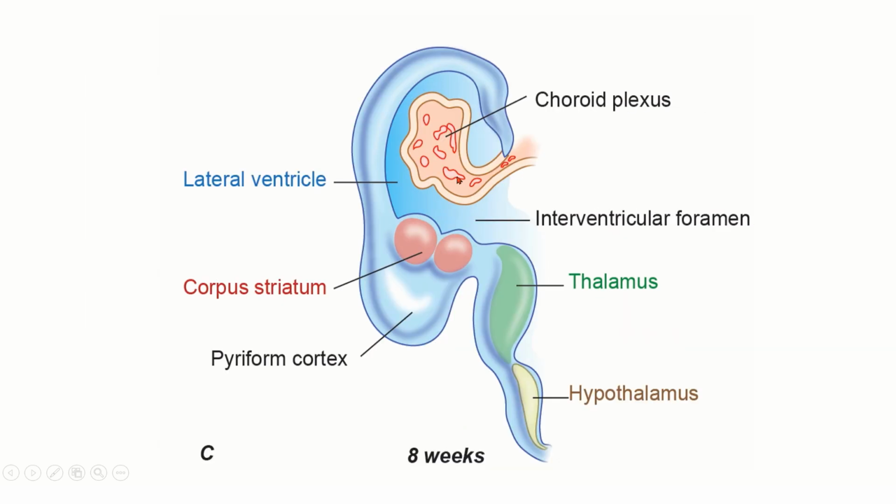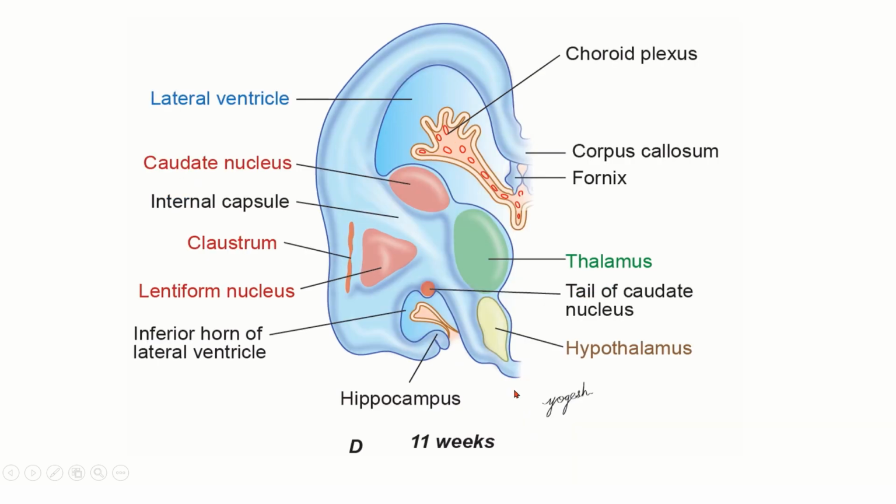At 8 weeks, you can see the enlargement of the choroidal plexus, and you can see the enlargement of lateral ventricle, and you can see the corpus striatum. You can see the thalamus and hypothalamus separated by the hypothalamic sulcus. You can see clearly the well-developed thalamus and hypothalamus separated by hypothalamic sulcus, and you can see the inferior horn of lateral ventricle. You can see the body of the lateral ventricle.